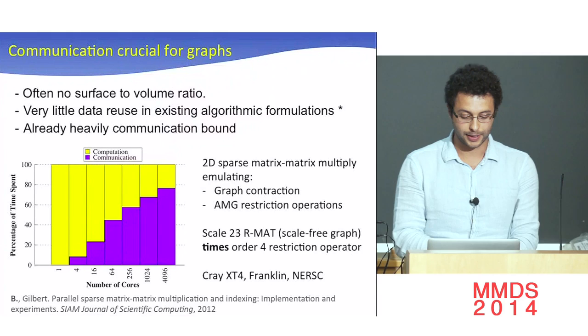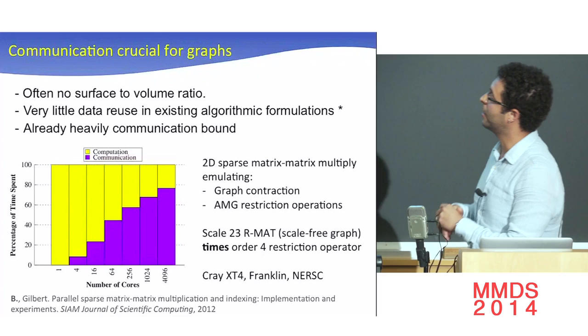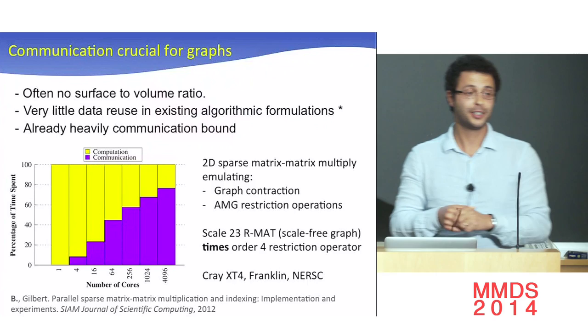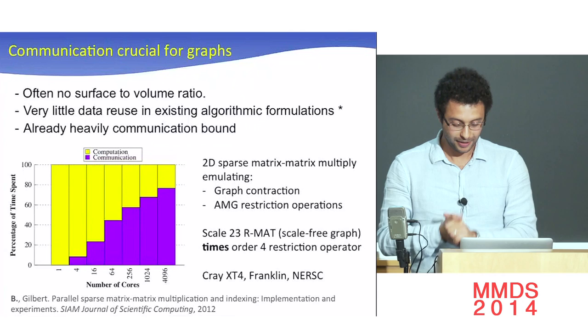But the point here on this plot is that by using just 4,000 cores, the percentage of time spent doing communication, meaning moving data around, is already 80%. So you don't really need to go to thousands, 10,000 or 100,000 cores to be dominated by communication. And this is because of the property of graphs where the data reuse is pretty low.